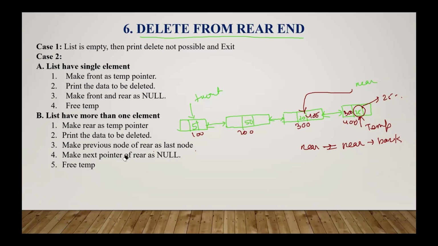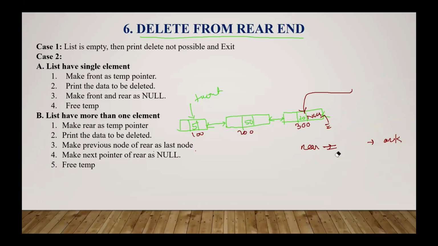After that, make the temp pointer the rear's next pointer. So next pointer means this pointer right now. This next pointer points to the next node. If I make this one null, this value we have to delete, and we store the value null. So this value is deleted and we make it null, which means it points to null. After that, we delete the value.